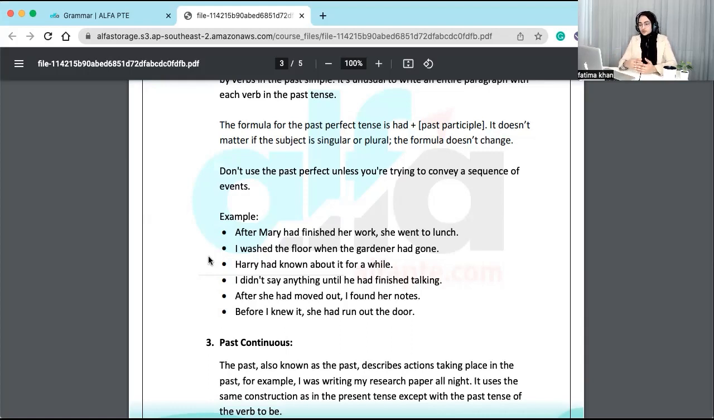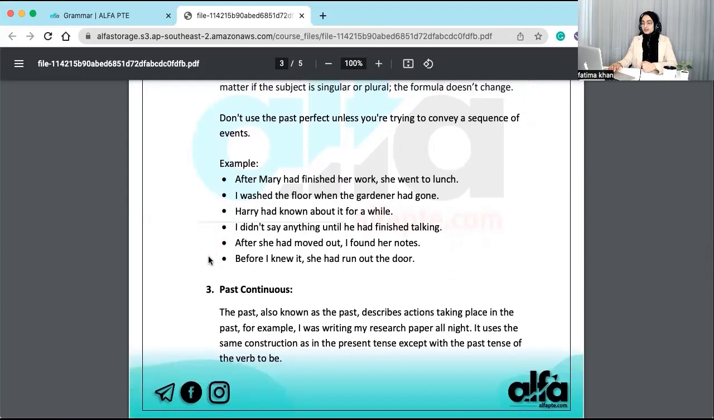So just to show more examples, Harry had known about it for a while. Or I didn't say anything until he had finished talking. After she had moved out, I found her note. So these are pretty much very simple examples of the situations where we use past perfect. So to put it simply, past perfect is to show the sequence of events that took place. If there are actions that took place, which action took place first and which one took place next.